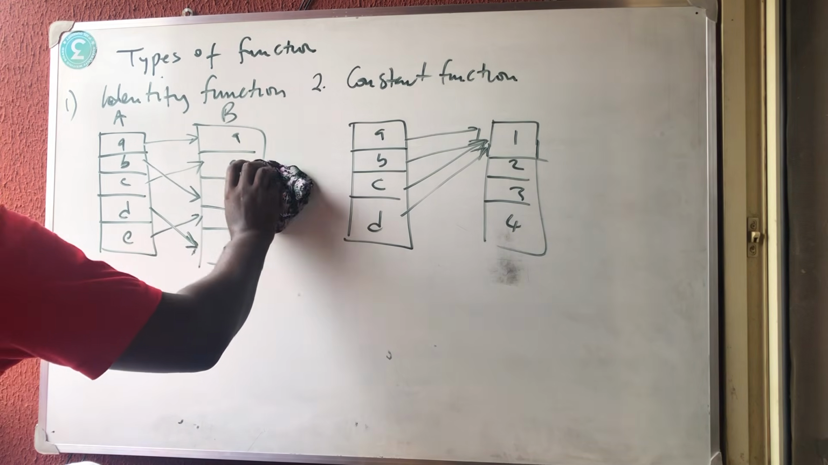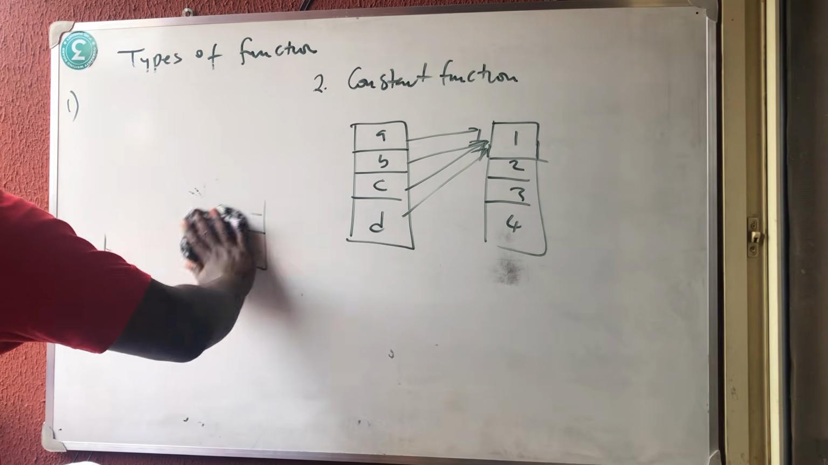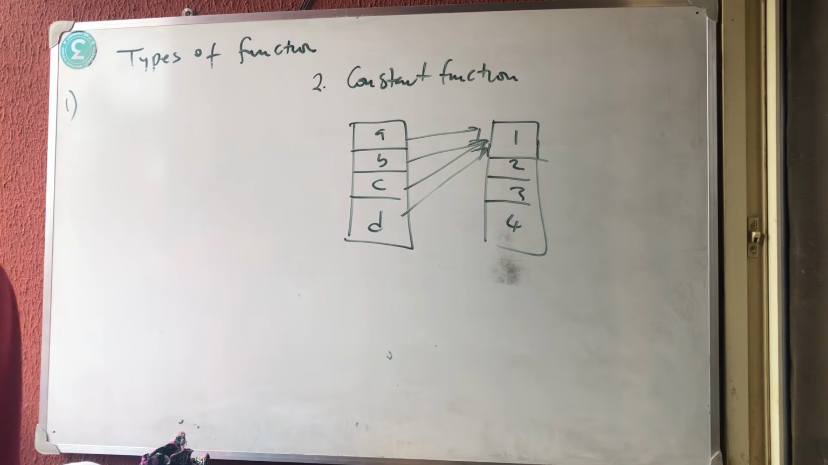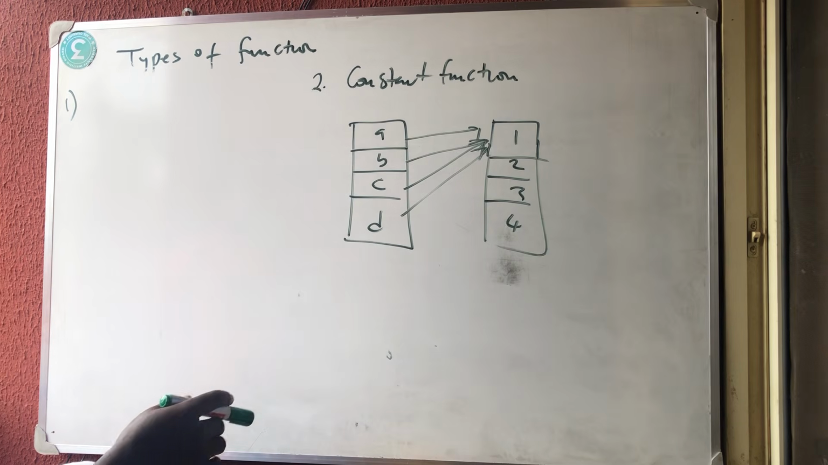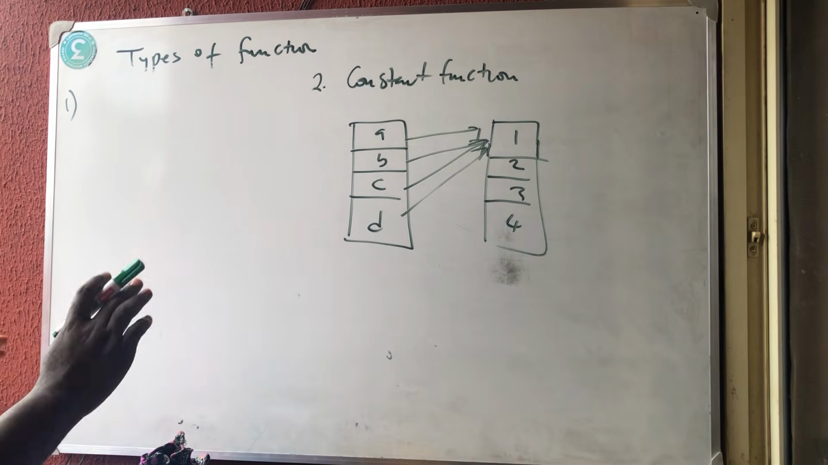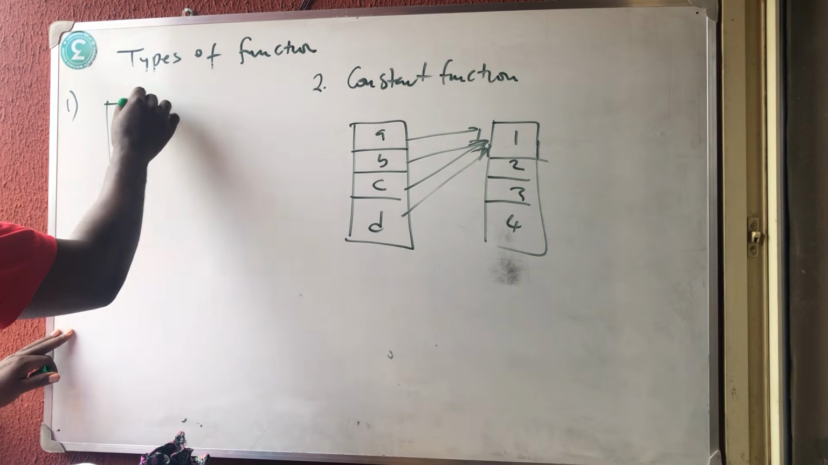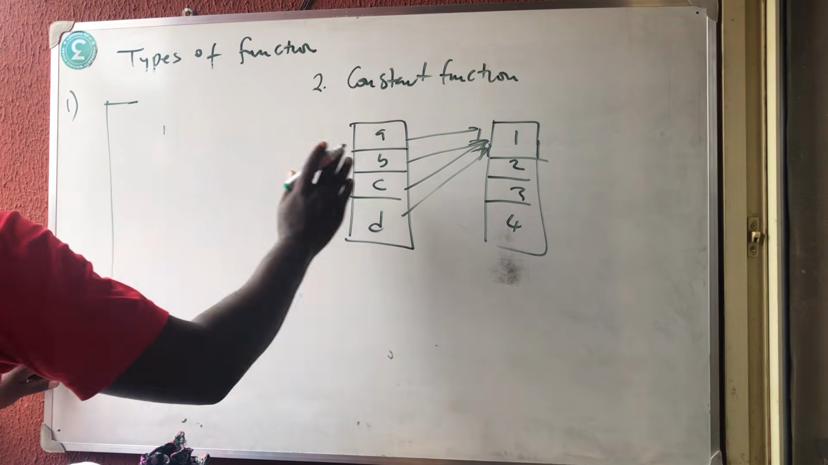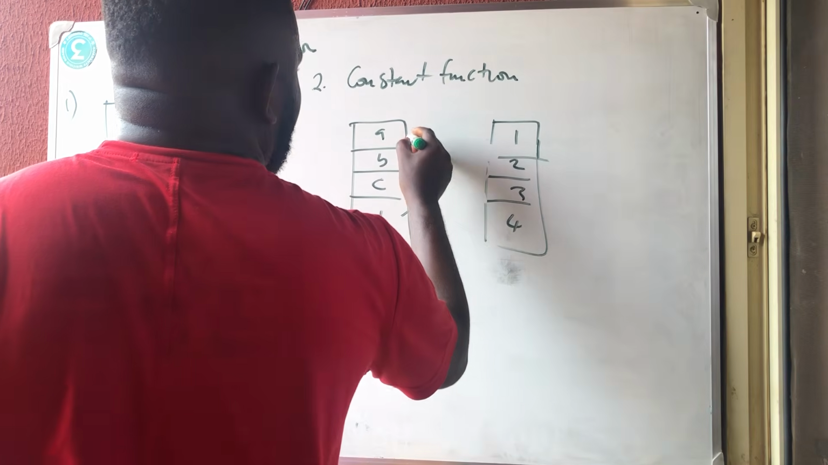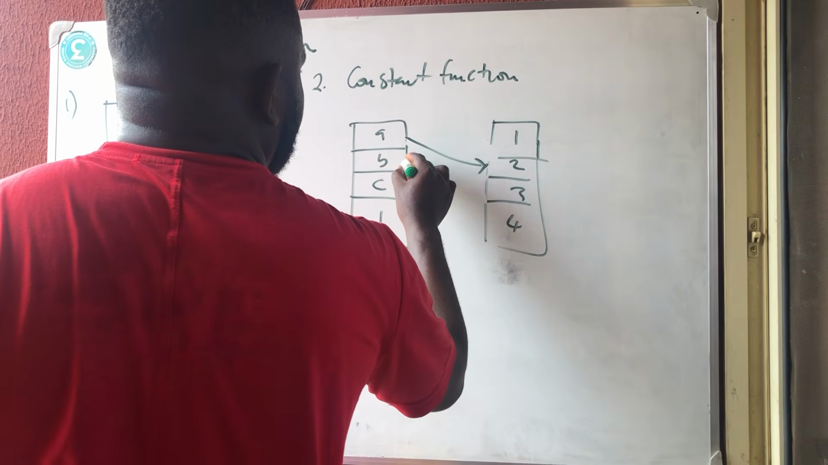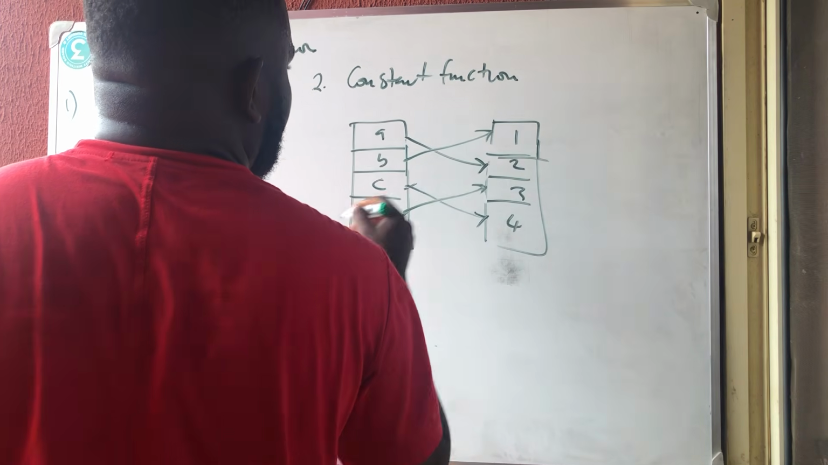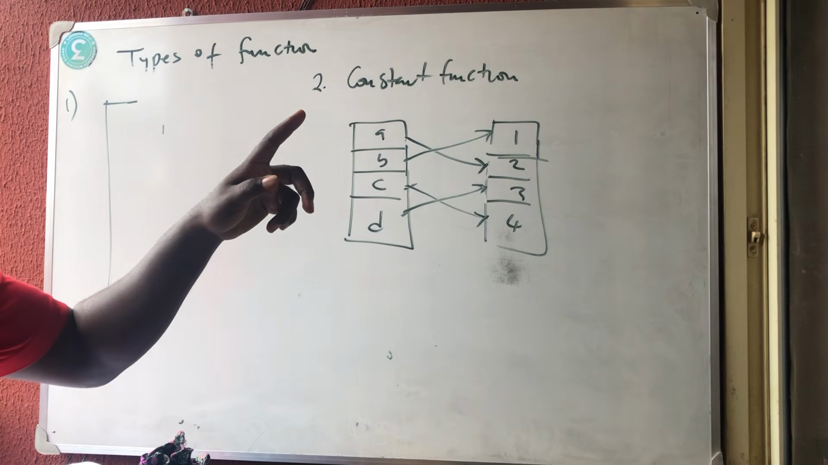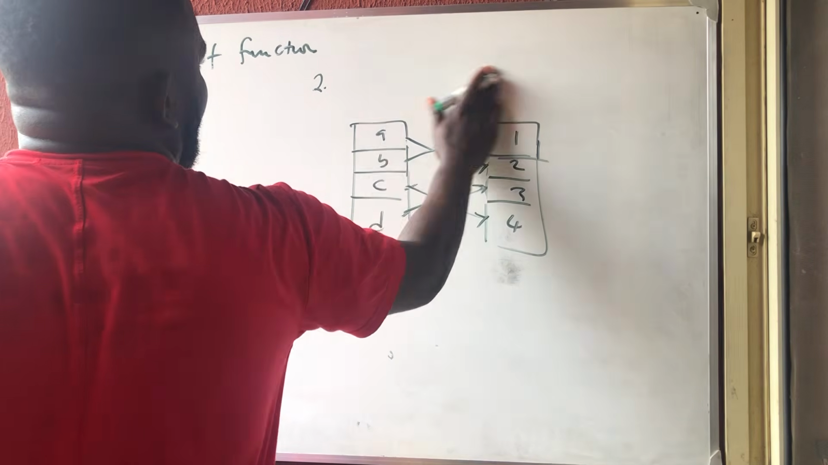The next function is 1 to 1. From the name itself, you will understand that. 1 to 1 means everybody is producing a unique thing. Don't produce what I produced. That is 1 to 1. Look at it. For example, I have this. Maybe 1 produces this, B produces this, and this produces this, this produces this. See, everybody is producing just one unique thing. That is when we call it 1 to 1.